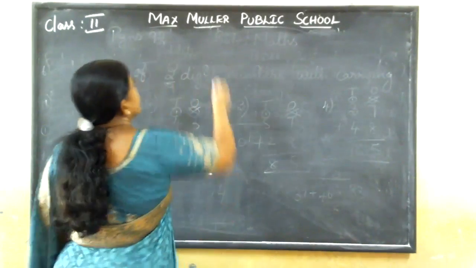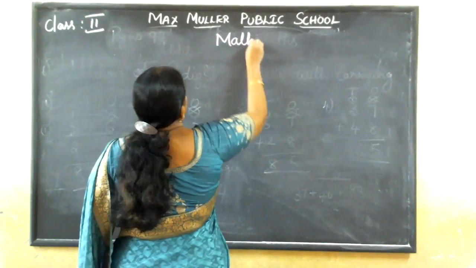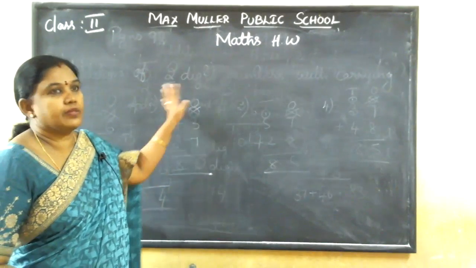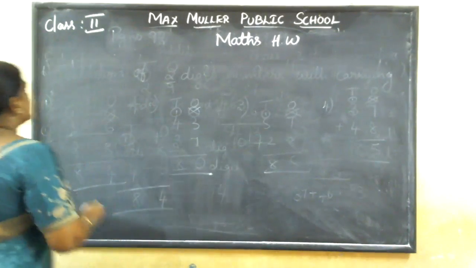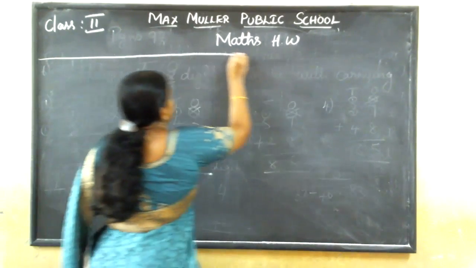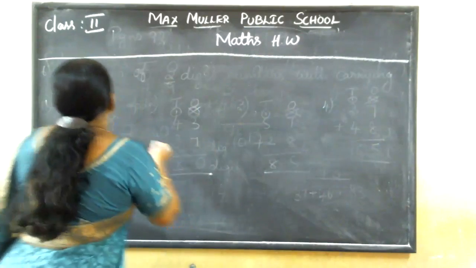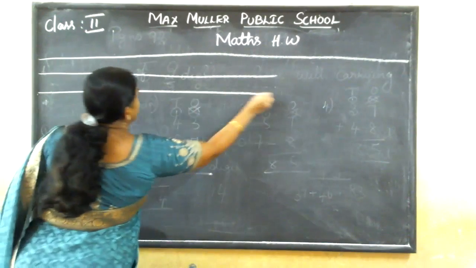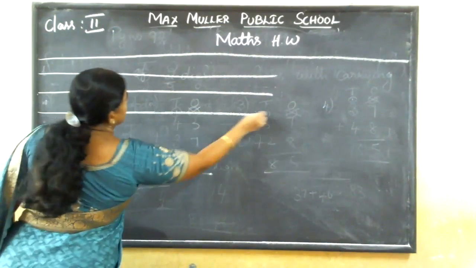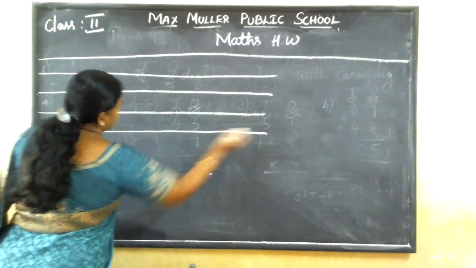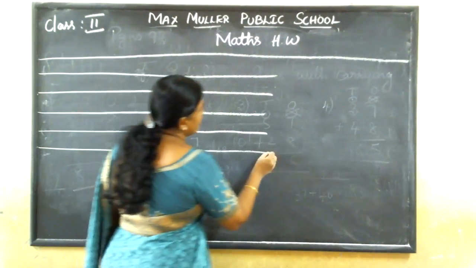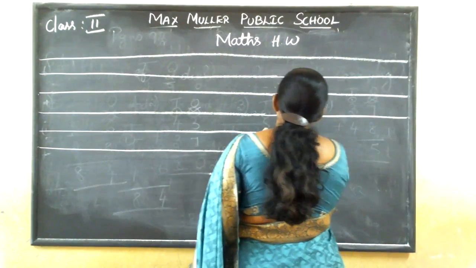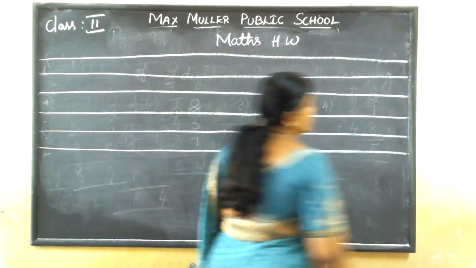Now maths homework note. Last class, what did we give, children? I gave the 4 ones table 2 times, the 5 ones table 2 times, the 6 ones table 2 times. Understood? Now take a fresh page. Write neatly. Sharpen your pencil. Open your homework note, children. Last class I gave the 4, 5, 6 tables 2 times.